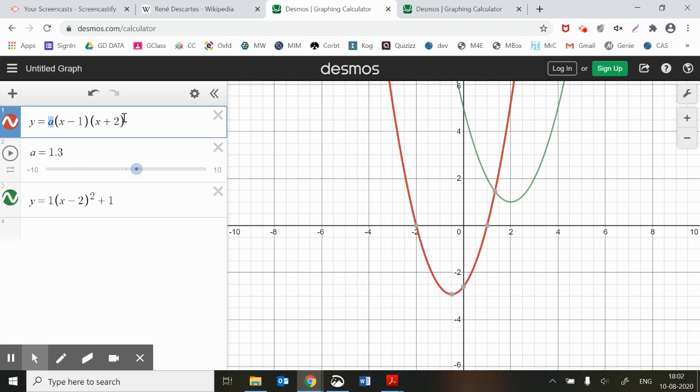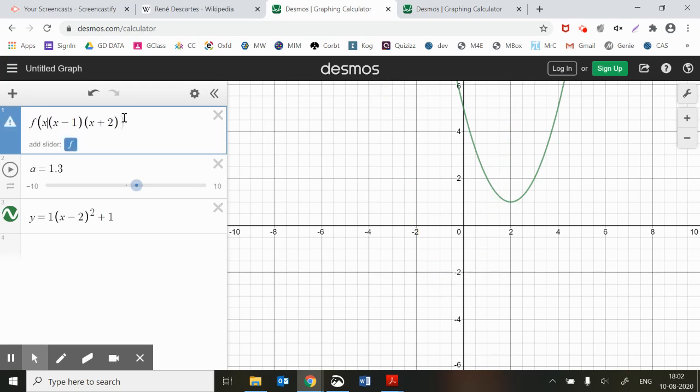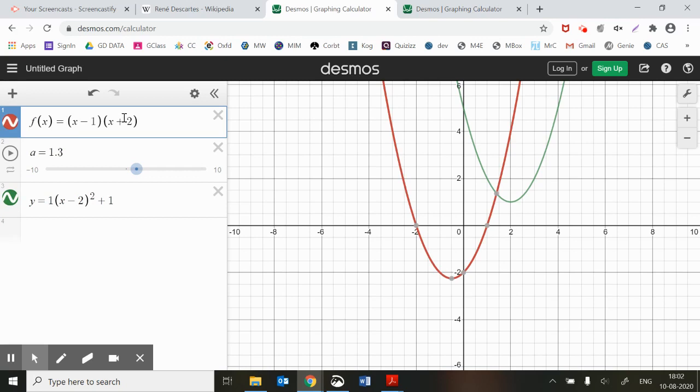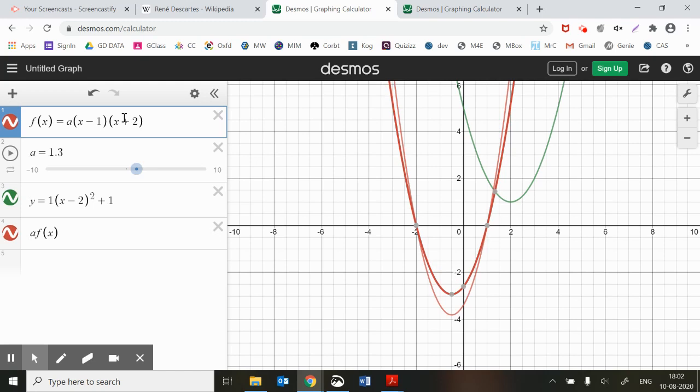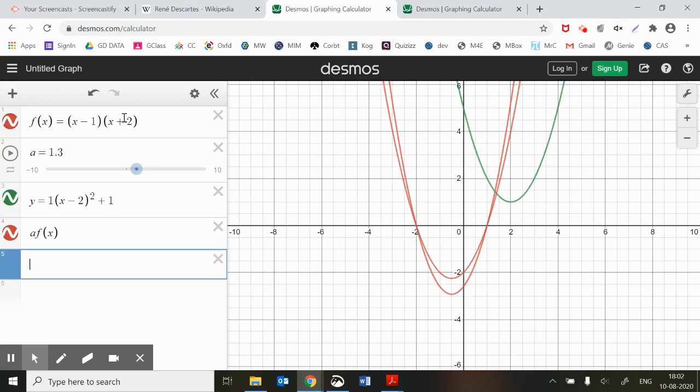And again, if we decided to call this f of x instead, then we could equally say, I wonder what A lots of f of x are. And A lots of f of x should be exactly the same as me putting A in front of this one here. Okay, so there's f of x. And if I put an A in front, or basically if I times this whole thing by A, then it stretches the whole thing, but the zeros stay in the same place.